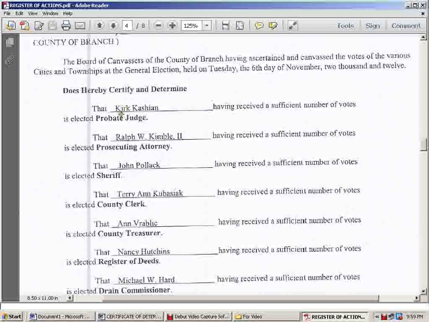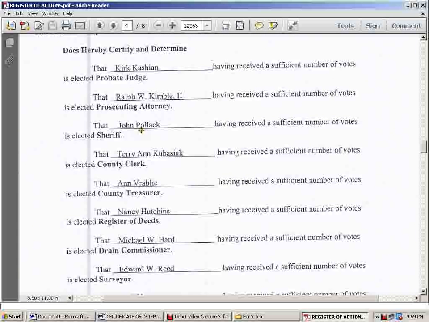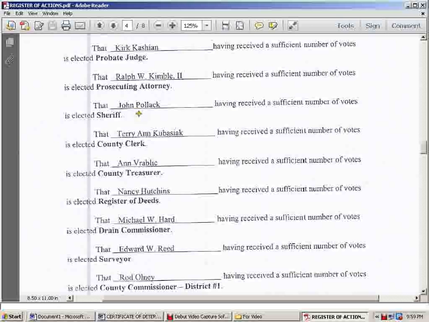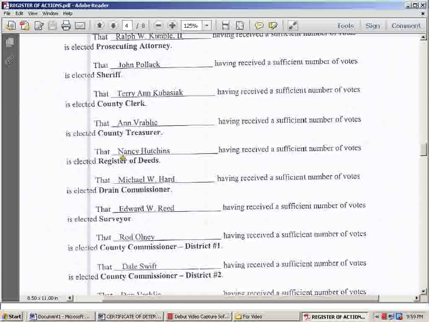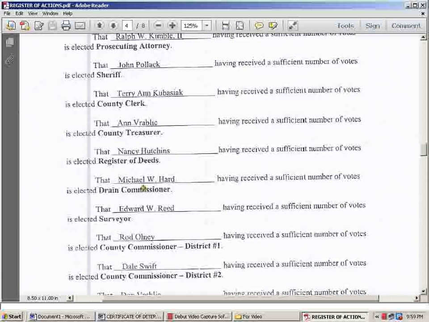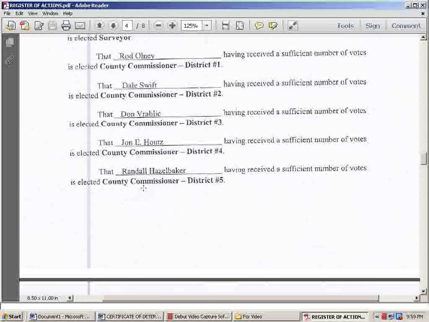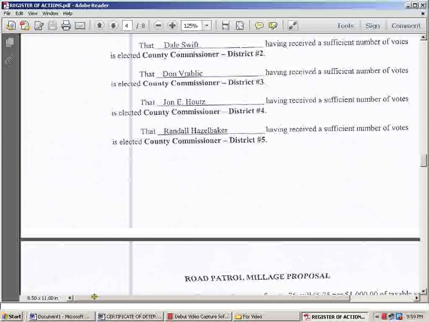That Kirk, he got enough to be the probate judge, and Ralph, he got sufficient to be elected as a prosecuting attorney, and John is the sheriff, Terry's the county clerk, treasurer, register of deeds, drain commissioner, blah blah blah. But there's nothing else on the paper. That's all there is, just a list of people, and it stops.